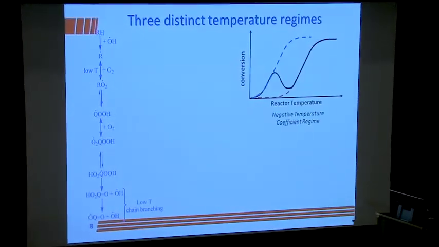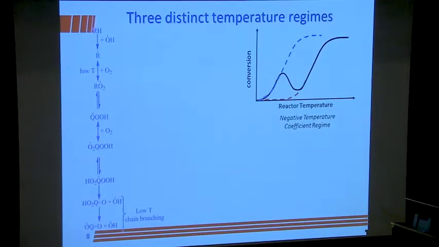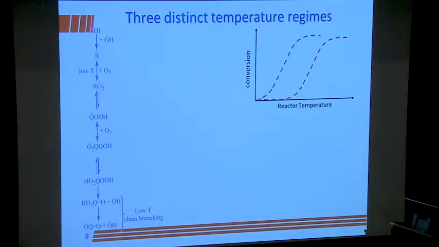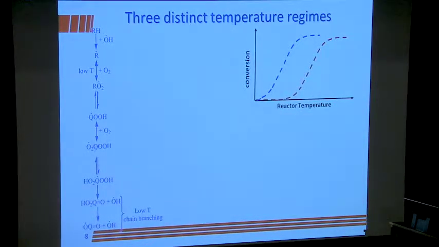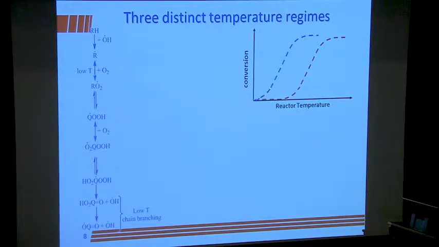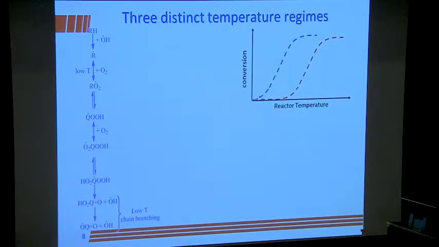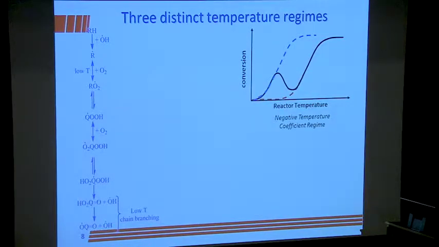Now let's look at the negative temperature coefficient regime, because if we look at reactivity of alkanes, and I'll be showing this, if we had just low temperature kinetics and looked at conversion versus temperature, we would see a conversion that follows that blue curve. If we just had high temperature kinetics, all we would see is this red curve. And typically for alkanes, we don't see that. We see this negative temperature coefficient behavior.